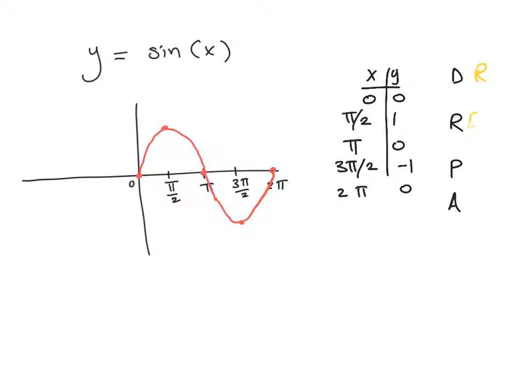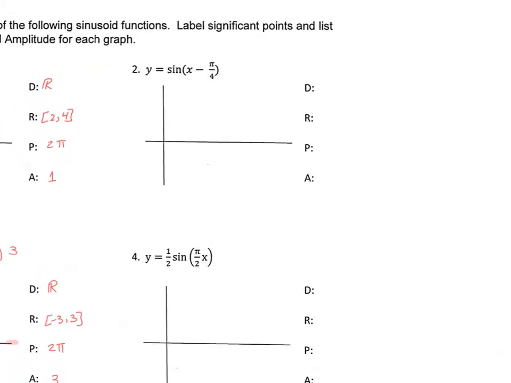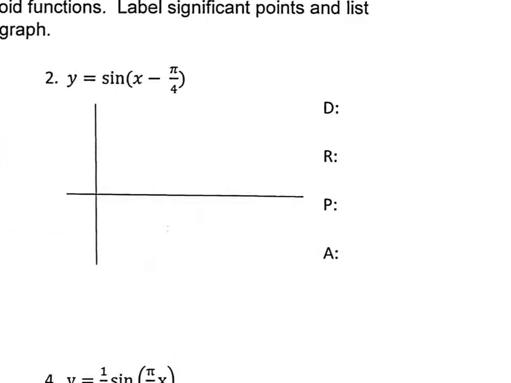The range, it oscillates between -1 and 1. The period of sine is 2 pi, and the amplitude is going to be from the midline to the highest point, which is 1 in this case. So knowing this and understanding this, let's go ahead and start sketching the transformed graphs.